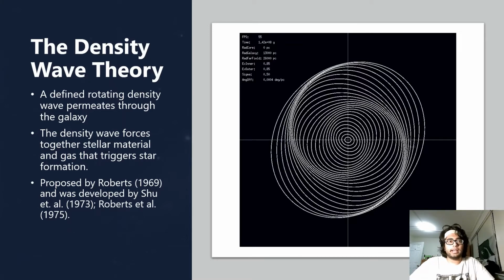And as it permeates, it creates regions of density where stellar material, which would enable stellar formation, is pressed together and in a shock, and that is basically what triggers star formation and enables greater star formation to occur.